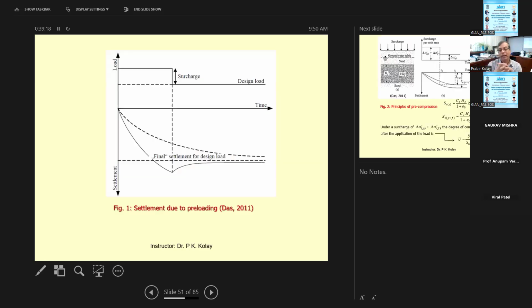So this is what is happening in the settlement. When you put a surcharge load, obviously with time, you see how the sample is going to settle, and when the final settlement is even more than the design settlement, it is easy to design your structures. Okay, because whatever the design settlement you are expecting, the settlement after you put your structures is already settled that much. So it's very easy. It's not going to settle anymore.